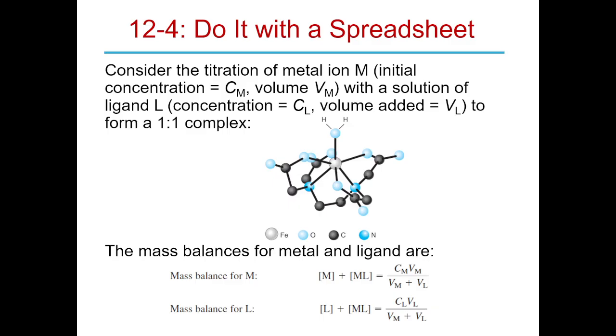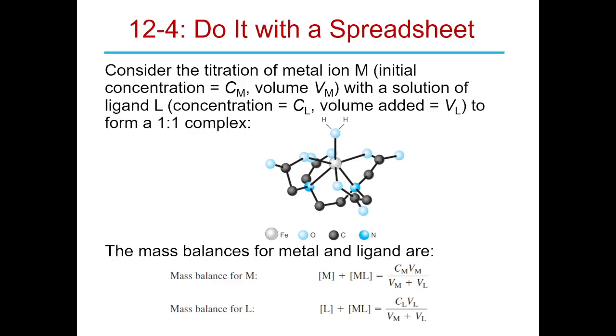All right. So here are the mass balances for the metal and ligand. There are two forms for the metal: the free form, and then the bound form, right? Oh, I didn't even talk about that. So we have a titration of a metal ion. The metal ion will always be the initial concentration of your metal, Cm. The volume would be Vm. The solution of your ligand, the concentration will be Cl, of course. The volume would be Vl.